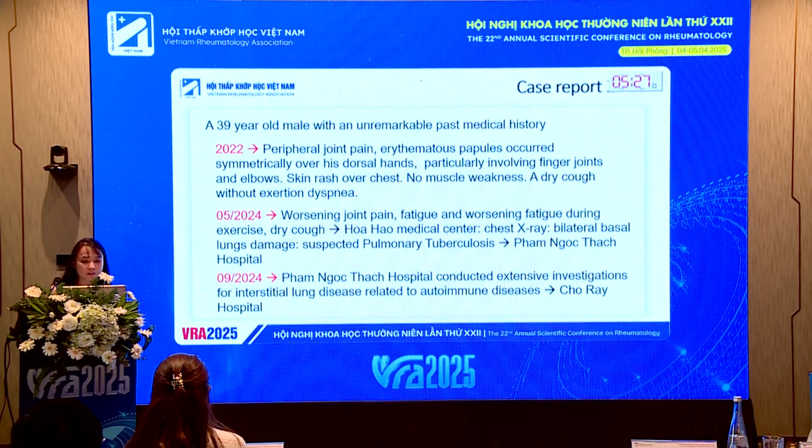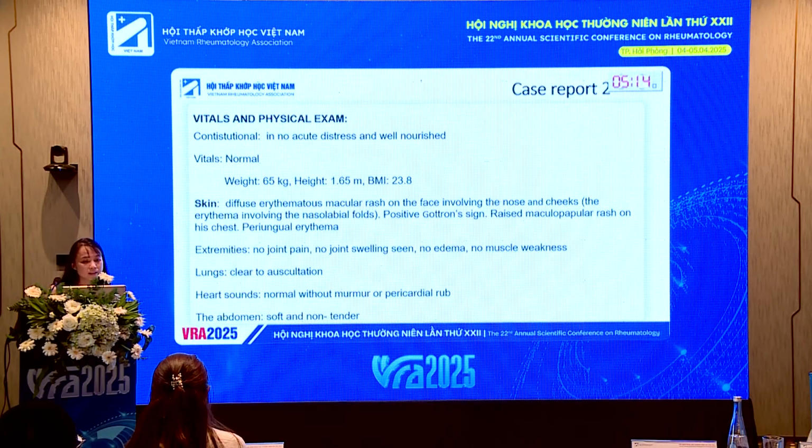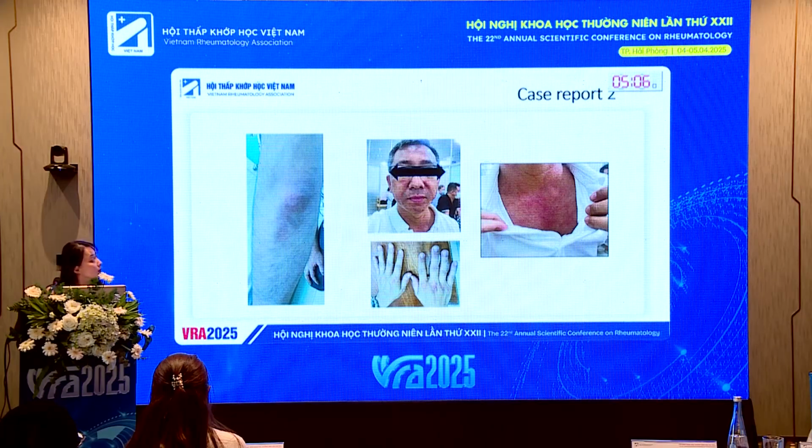During 4 months in Phongmothap Hospital, he underwent extensive investigation for ILD related to autoimmune disease and was transferred to VRA Hospital. His physical exam was generally normal, except for a diffuse erythematous rash on his face, involving nose and cheek. He has a V sign and periungual erythema rash, and Gottron papules positive.